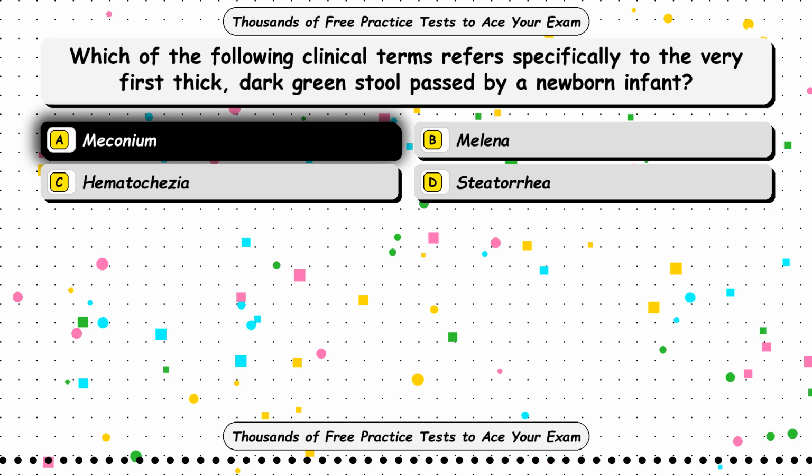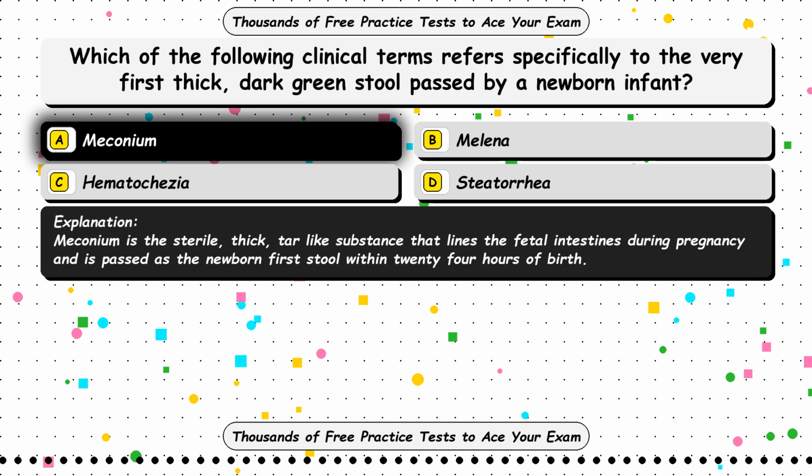The correct answer is option A, meconium. Meconium is the sterile, thick, tar-like substance that lines the fetal intestines during pregnancy and is passed as the newborn's first stool within 24 hours of birth.